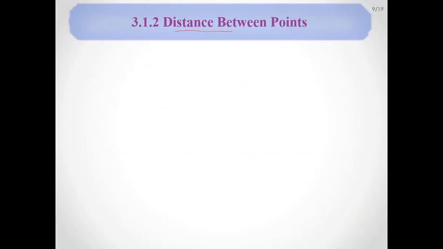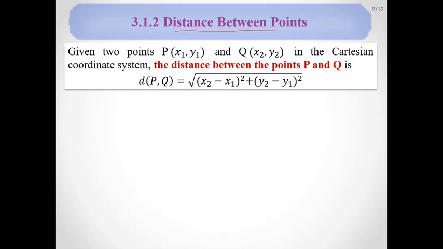Distance between points. Now we will learn how to calculate the distance between points. If you have 2 points on the Cartesian coordinate system, then you can calculate the distance between them. Here is the formula: the square root of (x2 minus x1) squared plus (y2 minus y1) squared.